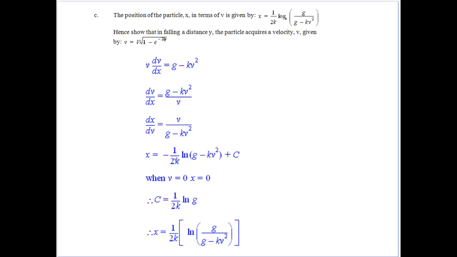So x there is equal to minus 1 on 2k, because really what we need is a minus 2kv there. So we get minus 1 on 2k, natural log of g minus kv squared, plus our constant. And when v is equal to 0, x is equal to 0. So we get 1 on 2k times natural log of g. And our expression for x comes out to be that, once we put our constant together with that expression. So that's not too bad.